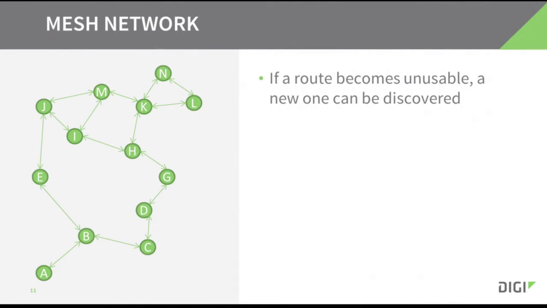One is that these networks are typically much slower than point-to-multipoint networks. They have greater latency and greater jitter. So you need to make sure that the application is capable of handling those greater latencies.